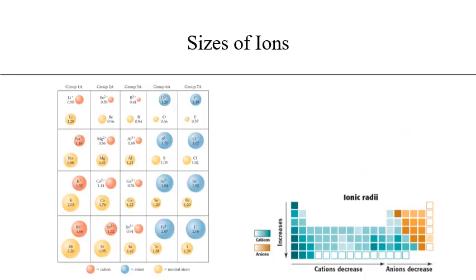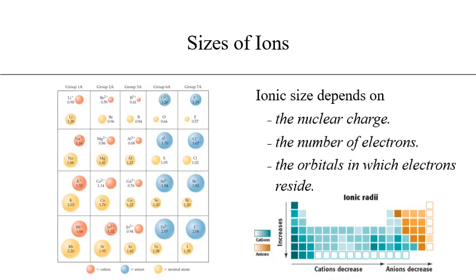Ionic radius has the same trend as the atomic radius. It depends on the nuclear charge, the number of electrons, and the subshell it resides in. That means whether it is in the s orbital or in the p subshell.